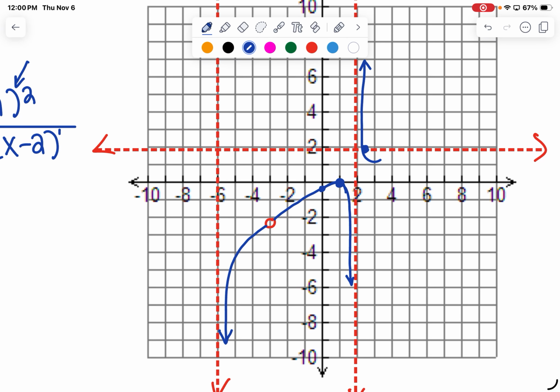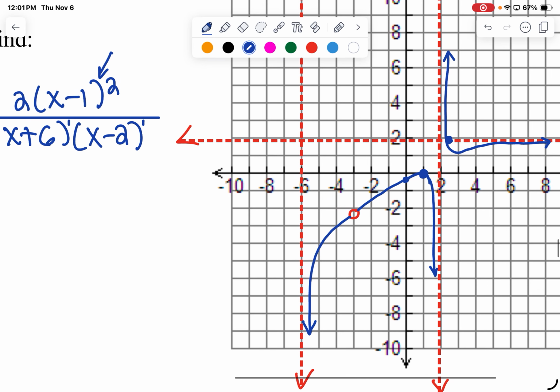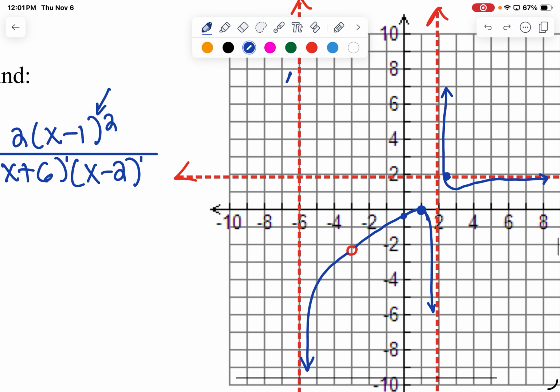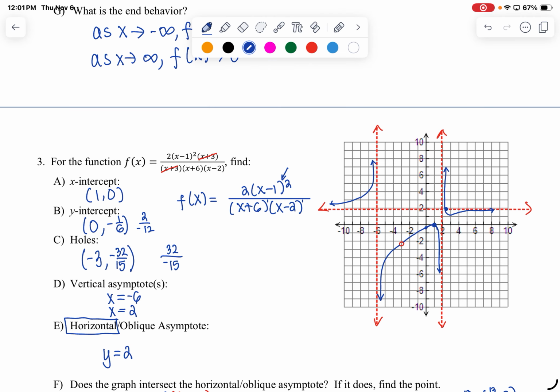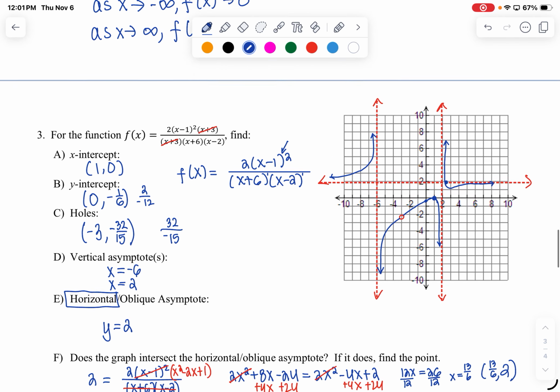So it's got to cross through this, and then it's got to come back up and follow the asymptote. This one right here, once again, it's not going in the same direction. So it's going this way. And then this one's not crossing through the asymptote. Once again, if you want to make a table of values, you can.